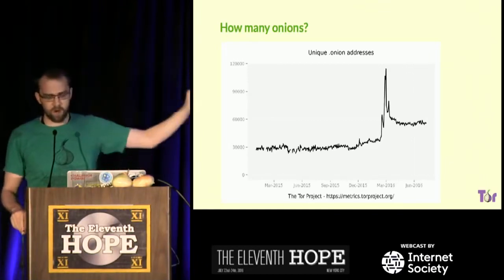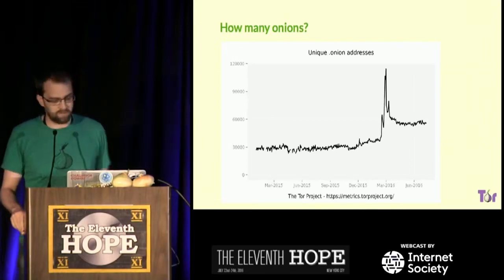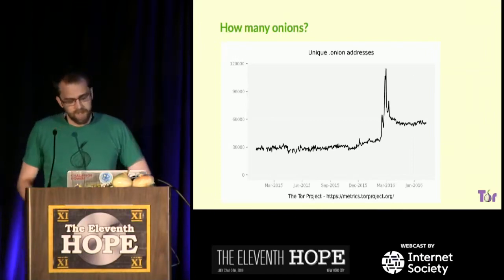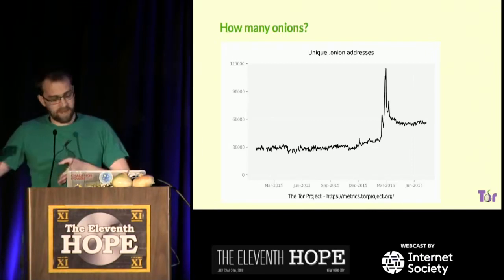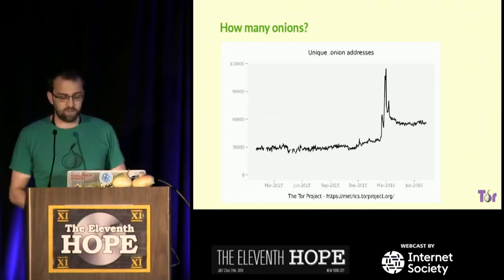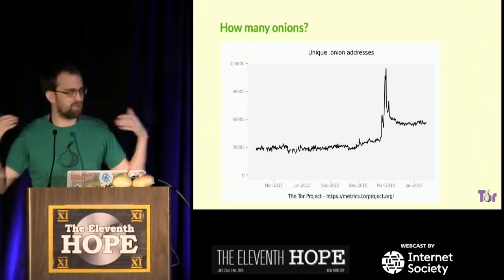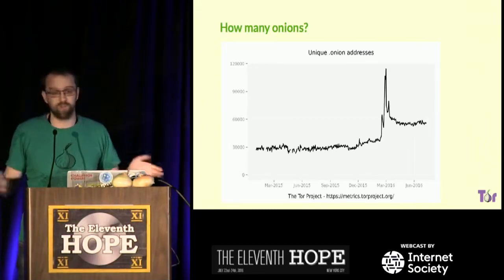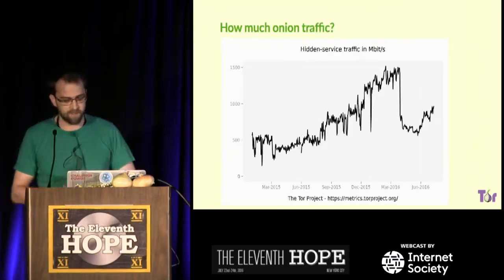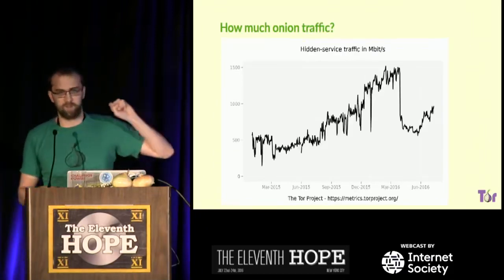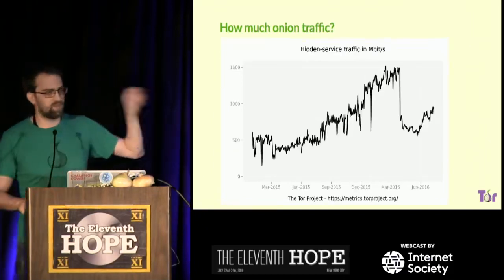We don't know what happened in March. Someone just created 500,000 of those, and then it went back. So right now we're around 60,000 unique onion addresses. We don't know if it's clients, servers, or whatever, but right now this is the state. And this is the traffic. Those are the 2 statistics we have, the number of onions and the traffic.